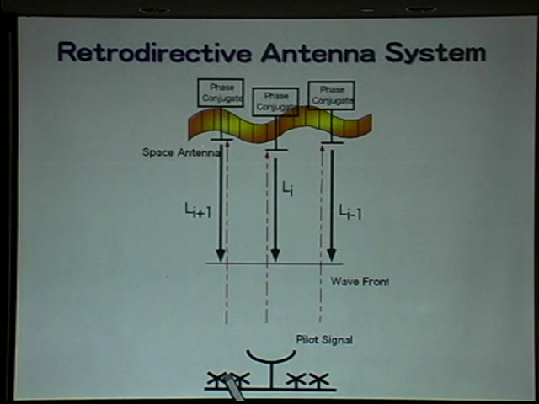And a microwave energy beam is transmitted from each antenna element. So it can realize a wavefront identical to the power signal, and it can concentrate microwave power on the rectenna side. So even if the space antenna is moving, this retro-directive system can compensate for the distortion.